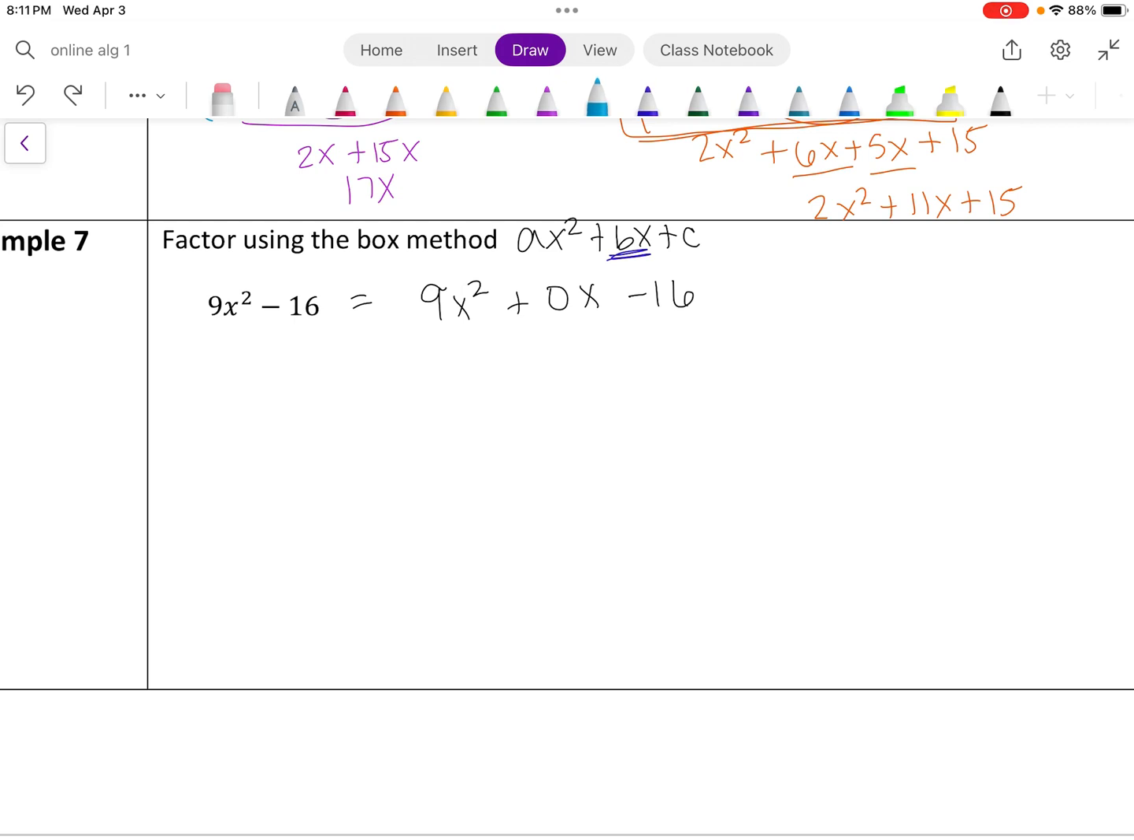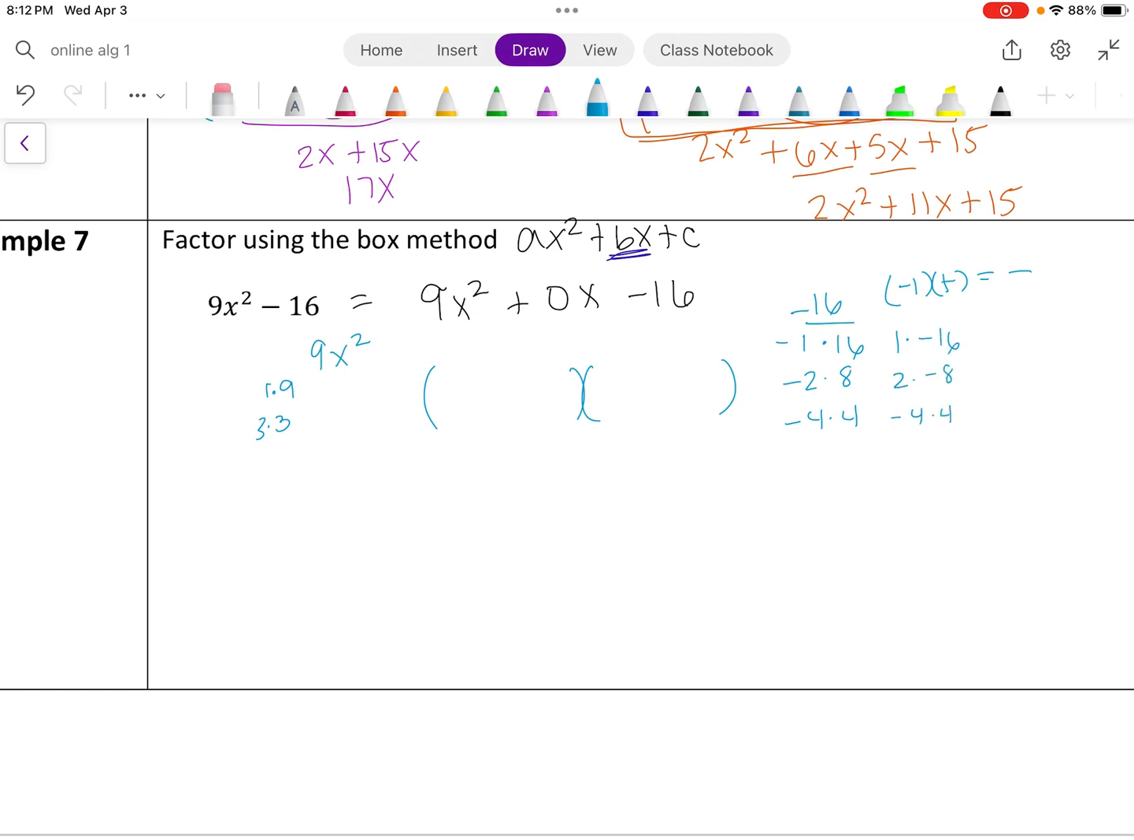All right, so let's think about the options here. We're still going to do this the exact same way. We want something that's going to multiply to be 9x squared. Well, we could do 1 and 9 or 3 and 3. Okay, and then we want something that's going to multiply to be negative 16. Okay, well, I need a negative times a positive then in order for it to multiply to be a negative number. So I could do 1 and 16, 2 and 8, or 4 and 4. And again, one of these would be negative, so that doubles my options.